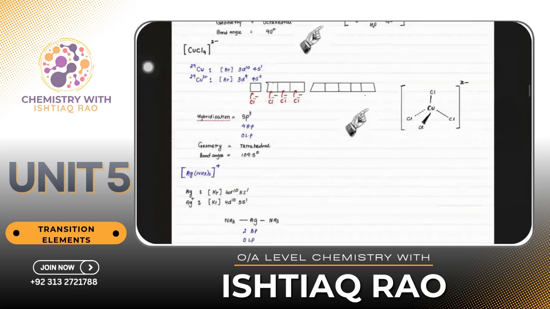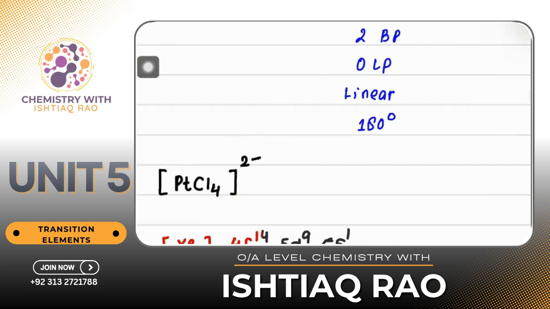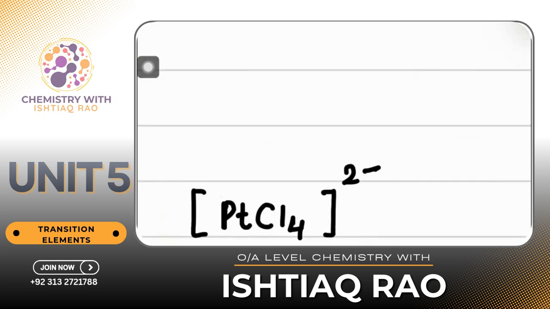Then we have PtCl4 2 minus. For the platinum complex, since we have 4 ligands, again the ligand is chlorine. In the previous complex, the ligand was also the same, that was chlorine, but the metal was different, that was copper. But right now, the metal is platinum, not copper. So, this is another theory.